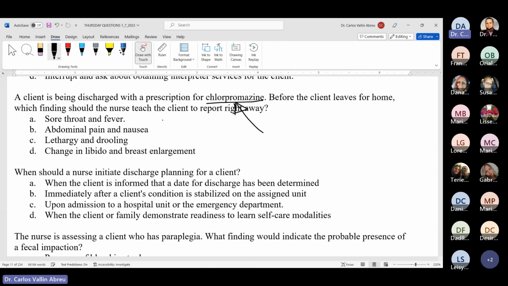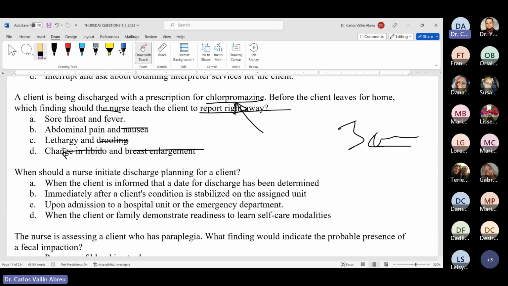But suppose that you have this scenario. What is the strategy? Report right away, 3 a.m. This has to be reported right away. You call at 3 a.m. and say to the doctor, I'm so sorry I woke you up. And the patient has nausea, the patient is drooling and sleepy, the patient doesn't have libido, and the breasts are tender. But sore throat and fever.